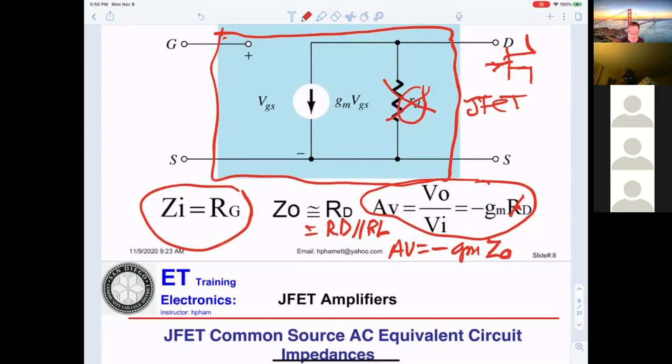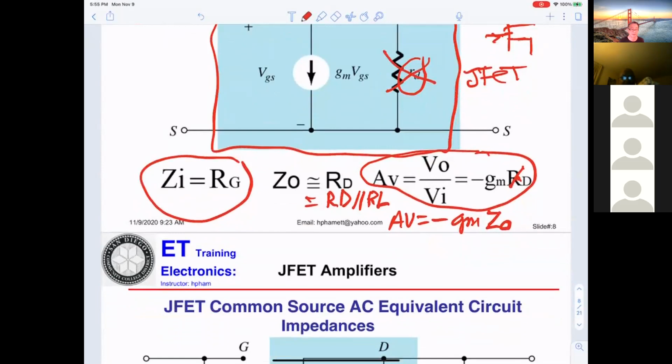Okay? So the minus sign will be telling you the input and output will be inverted. If you calculate for the DC, then you're using the minus sign. If you calculate for the AC, then no minus sign. They're just telling you input, output, out of phase.